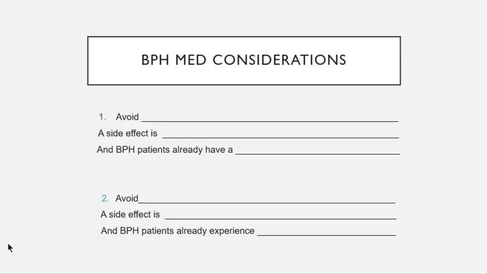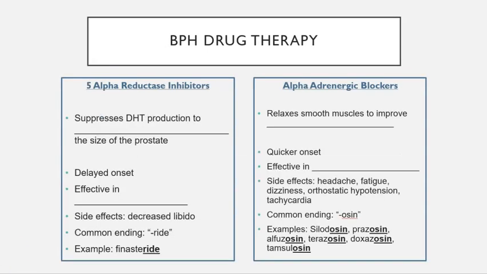BPH med considerations. Teach your patient to avoid decongestants because a side effect of decongestants is smooth muscle contraction. And BPH patients already have a compressed urethra, so this can make it worse. Also teach them to avoid anticholinergics because a side effect of anticholinergics is urinary retention, and BPH patients already experience urinary retention.